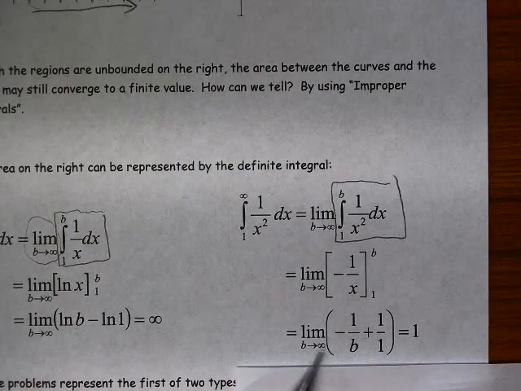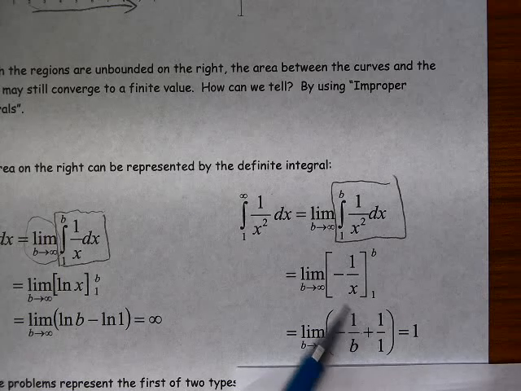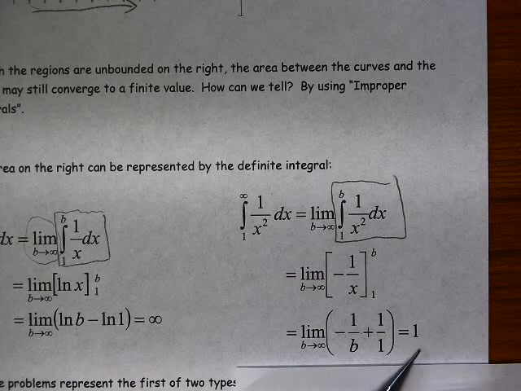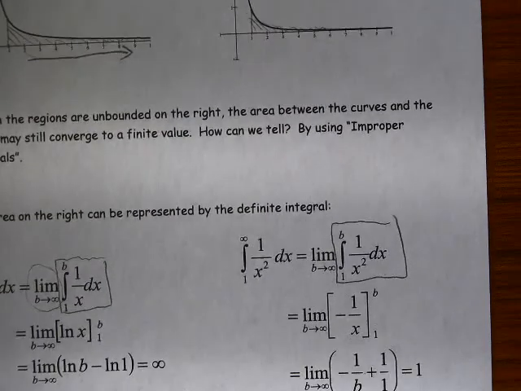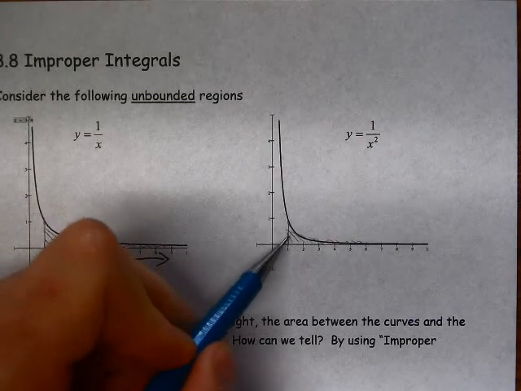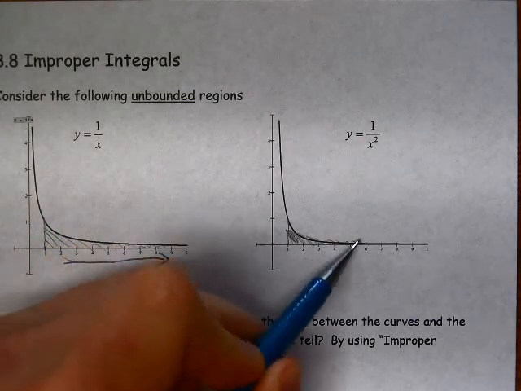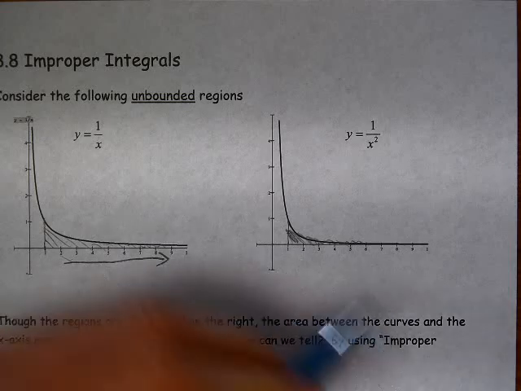The limit of that as b approaches infinity. As b approaches infinity, this term will approach 0. So the overall limit is 1. What that tells us is that that is a finite area. This area converges to 1 as we integrate from x equals 1 to infinity.